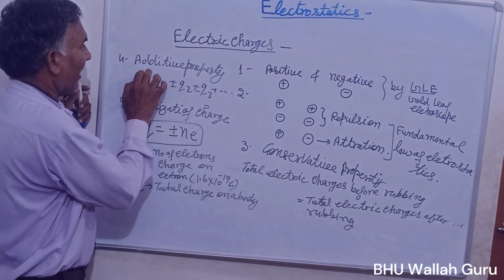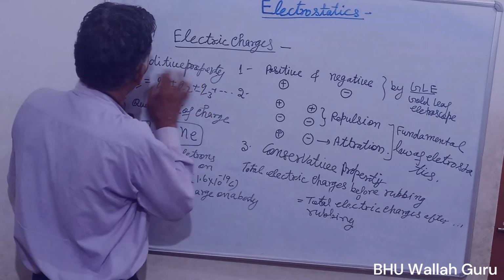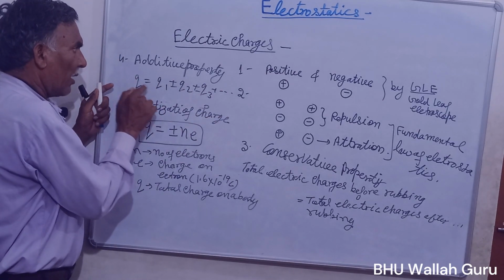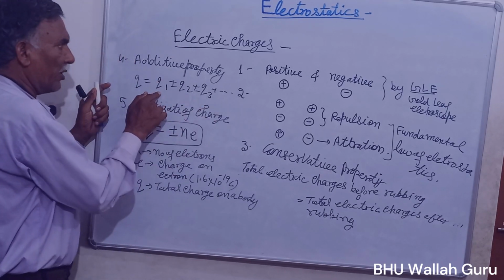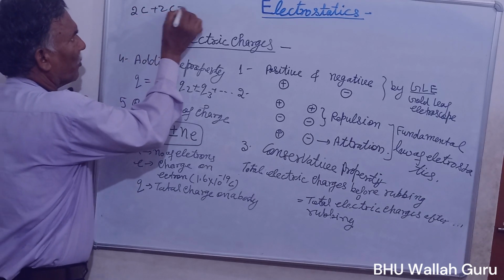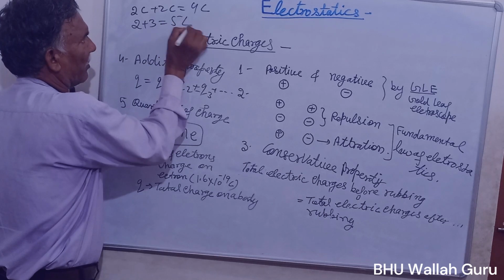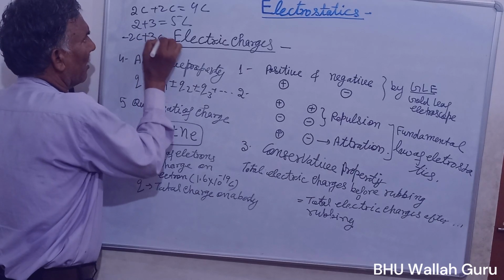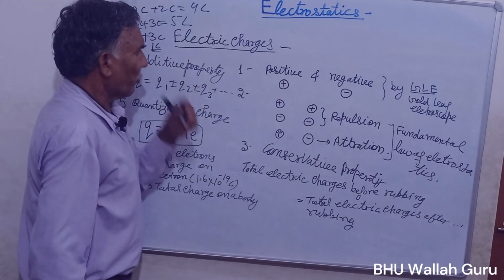The next point is that electric charges have the additive property. If there are different types of charges, the total charge is the algebraic sum of the individual charges. For example, 2 Coulomb plus 2 Coulomb is equal to 4 Coulomb. 2 Coulomb plus 3 Coulomb is equal to 5 Coulomb. But minus 2 Coulomb plus 3 Coulomb is equal to only 1 Coulomb. This is the additive property.